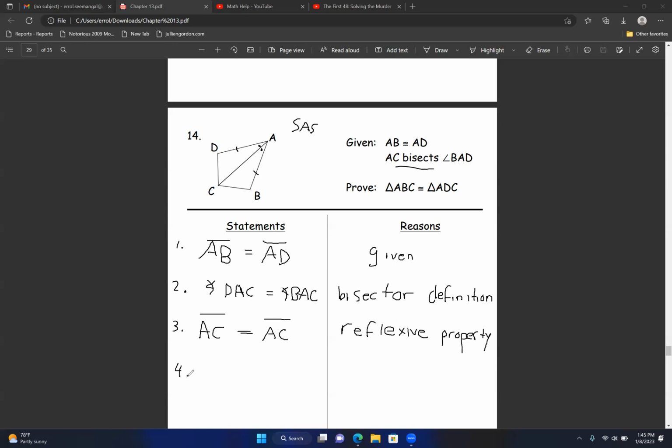So number four, what's number four? Triangle ABC is congruent to triangle ADC. By what? I forgot. SAS. I forgot to put this in. SAS. Okay. That one's good. Take a picture of that one.